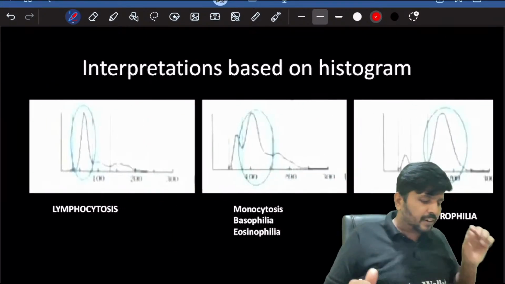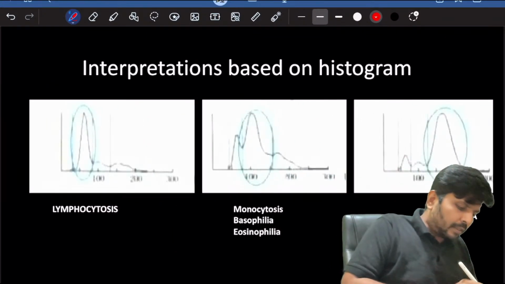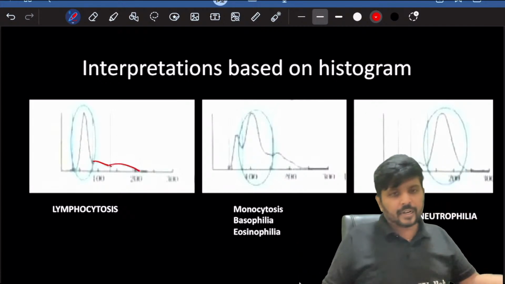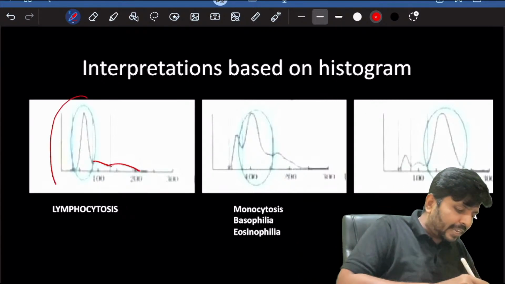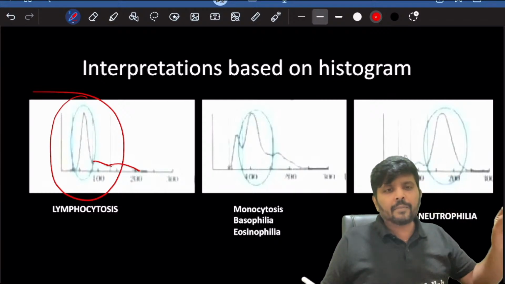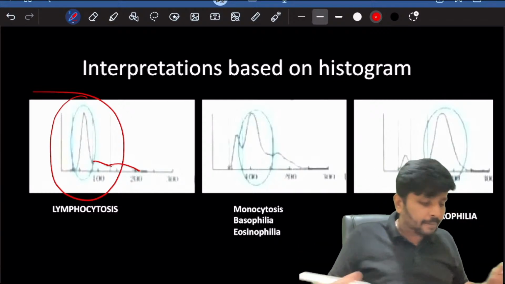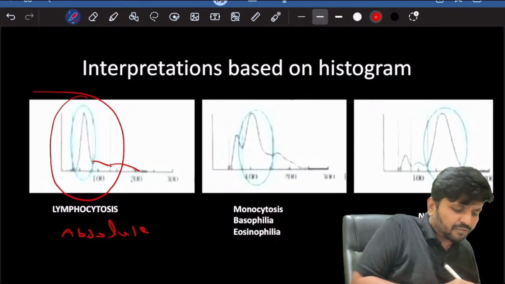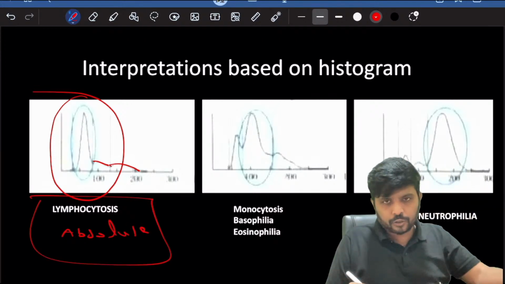But look at this first figure. The second peak is not that much. The third peak is not that much. Predominantly you have only lymphocytes. So what does it mean? This is a case of absolute lymphocytosis, a very high lymphocyte count.